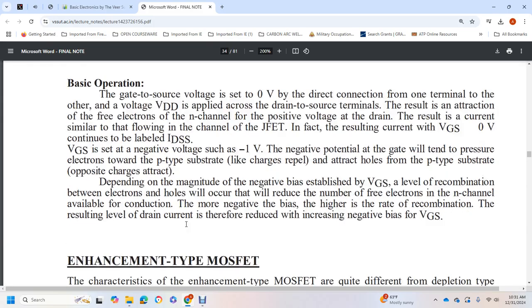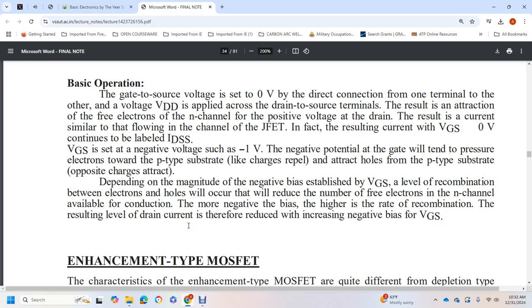Basic operation: the gate-source voltage is set at 0 volts, with a direct connection of one terminal to the other, and a voltage VDD is applied across the drain-source terminals. The result is the attraction of the free electrons of the N channel to the positive voltage at the drain, and the resulting current is similar to the channel current in the junction field effect transistor. In fact, the resulting current at VGS of 0 volts is labeled IDSS.